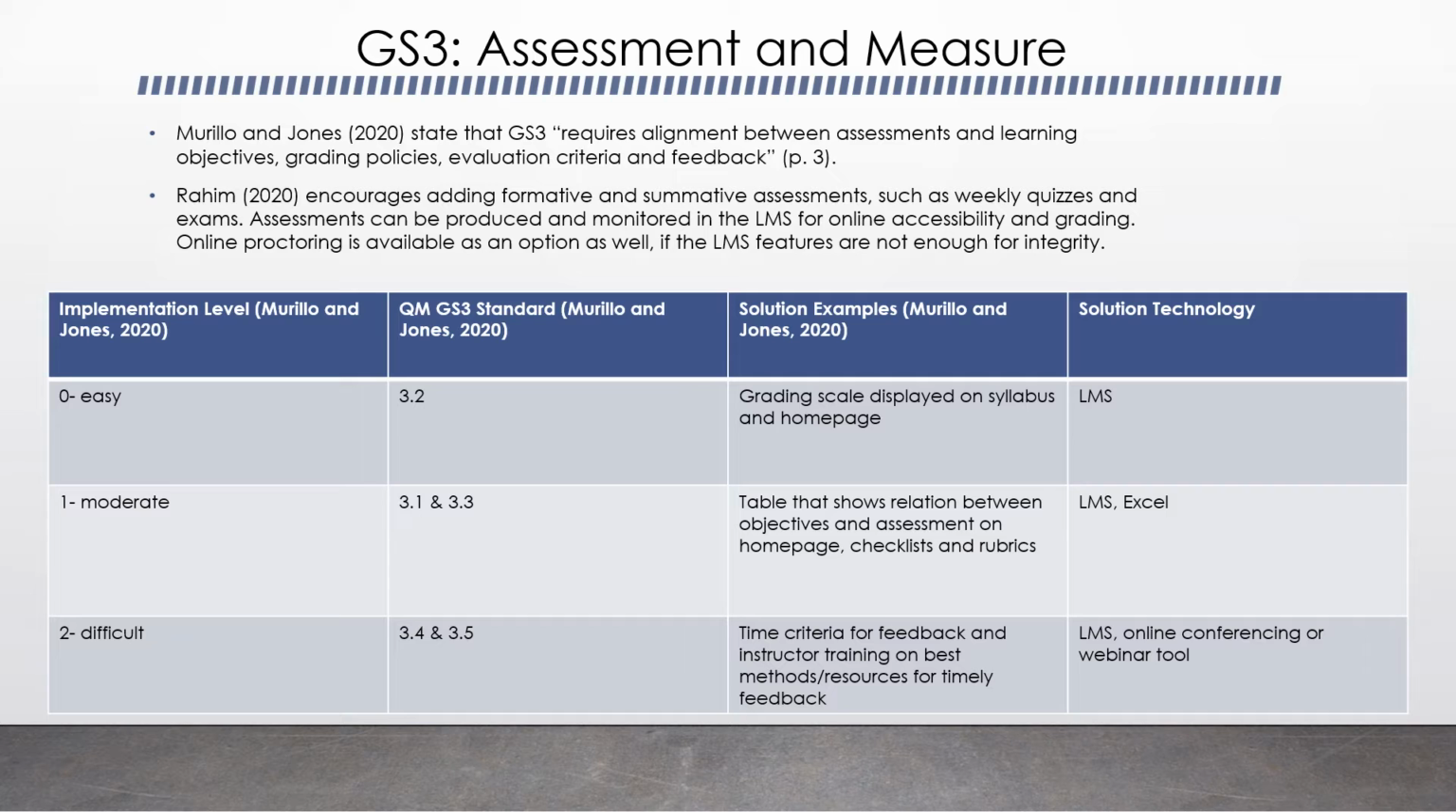For General Standard 3 of Assessment and Measure, Murillo and Jones found that one of the standards was easy to implement, a solution could be adding a grading scale displayed on the syllabus and homepage. For the standards that were moderately able to be implemented, solution examples could be adding a table that shows relations between the objectives and assessment on the homepage, checklists, and rubrics. And for the difficult standard to implement, they suggest adding time criteria for feedback and instructor training on best methods and resources for timely feedback.